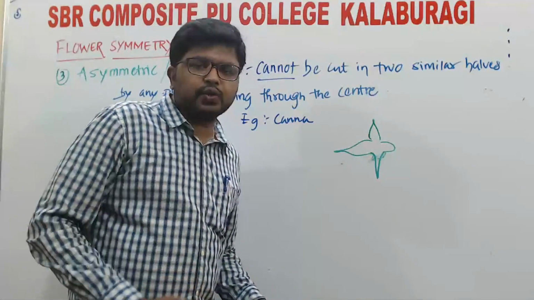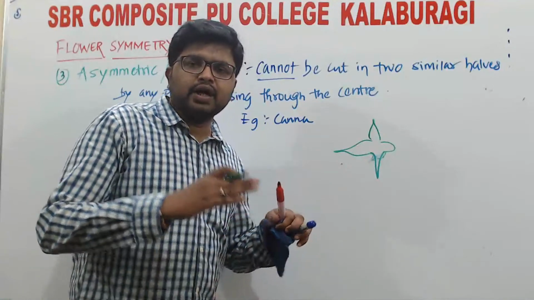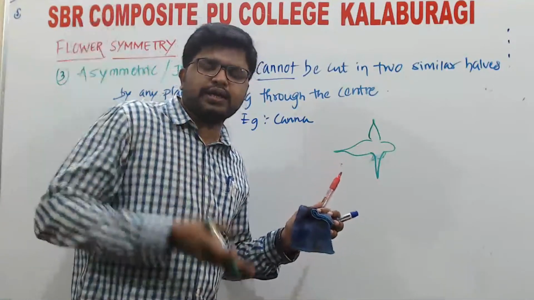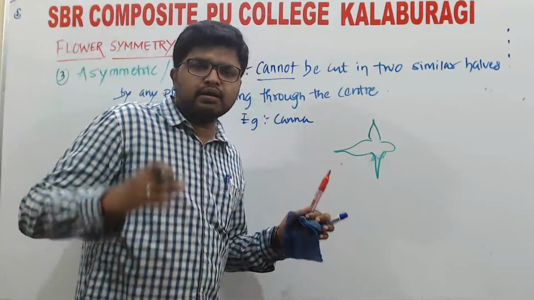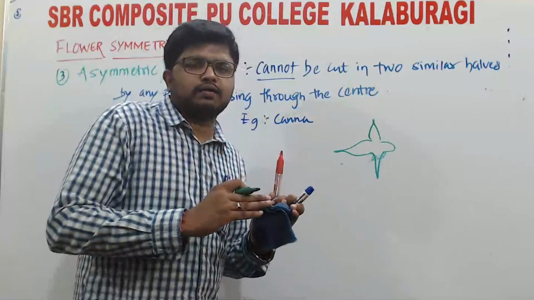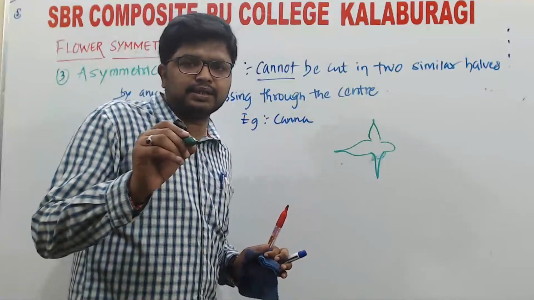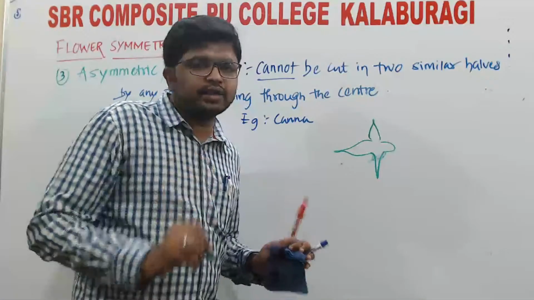Okay, I hope it is clear to you. We had first actinomorphic symmetry, in which you will have two equal halves when you cut it by any radial plane. You cut it horizontally, vertically, diagonally, you will have two equal halves. Such a flower we call actinomorphic. Example is MDC, that is mustard, datura and chili.